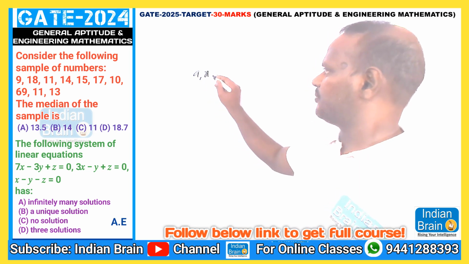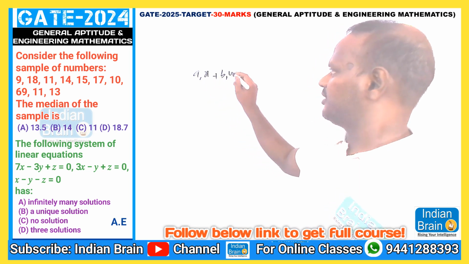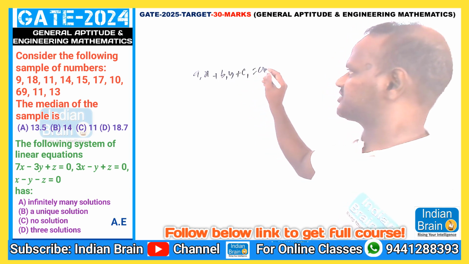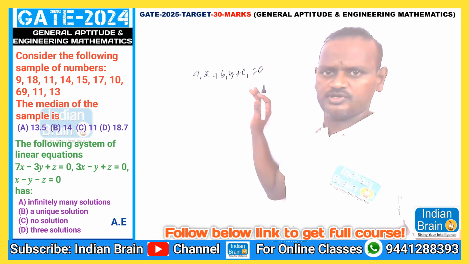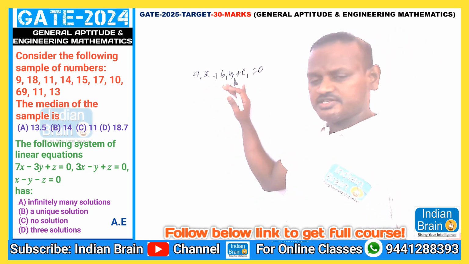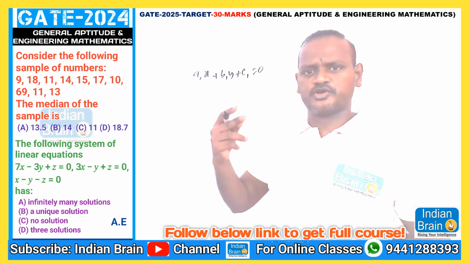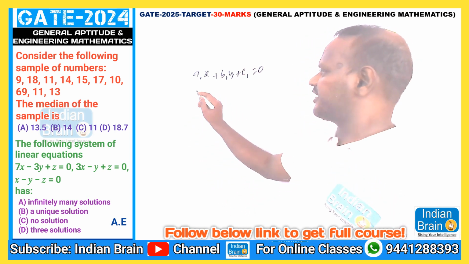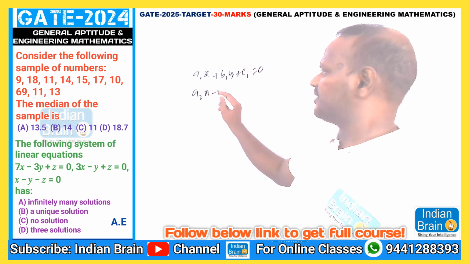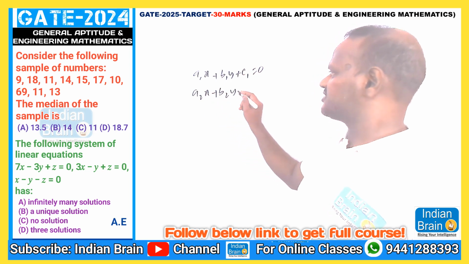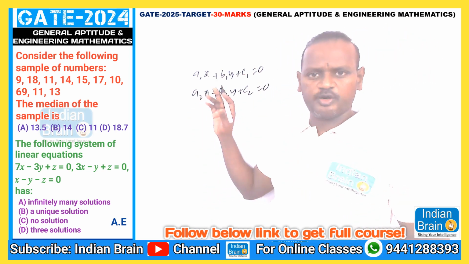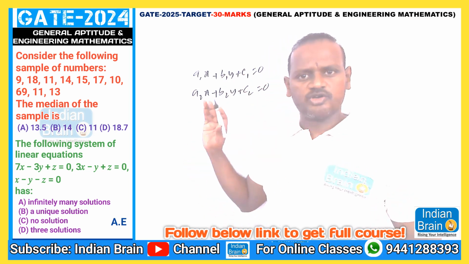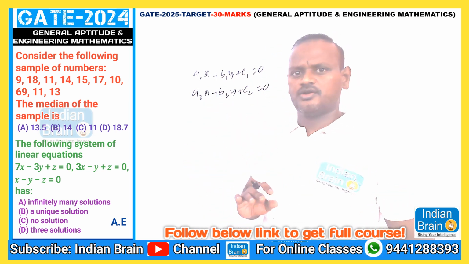For an example, a1x + b1y + c1 = 0. This can be called what? Linear equation in two variables. To solve this equation, we should have another equation also, right? That's why I can take another one, a2x + b2y + c2 = 0. Yes, linear equation in two variables. That's why two equations are required to solve it, right?